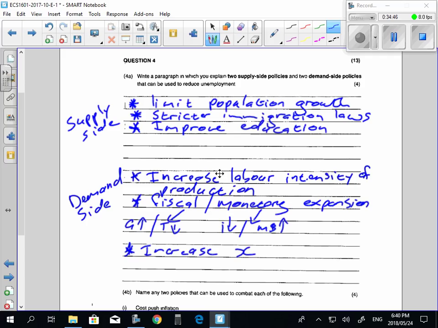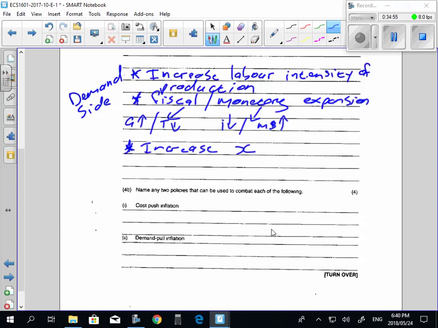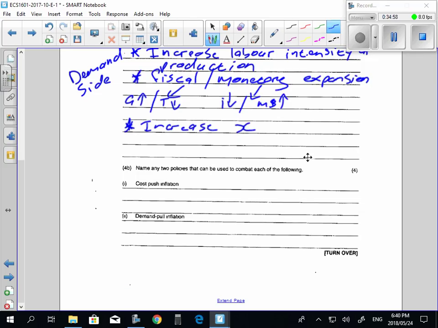Your cost push inflation and demand pull inflation. Name any 2 policies that can be used to combat both of those. For your cost push inflation, it is from the supply side of the economy. So any factor that affects your aggregate supply curve will cause your cost push inflation. The demand side is anything that affects your aggregate demand. Right, so for the first one, we can keep wage increases under control.